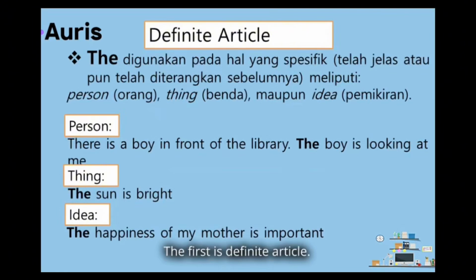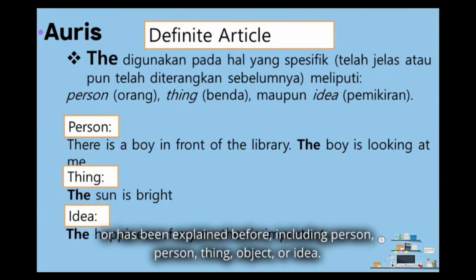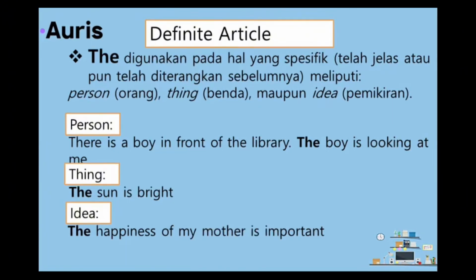The first is the definite article. Using the, it is specific or already clear, meaning it's already known either by the speaker or the listener or has been explained before, including person, thing, object, or idea. For example, person: there is a boy in front of the library. The boy is looking at me. The boy is clearly the noun that is meant and has been explained in the first sentence, namely the boy in front of the library.